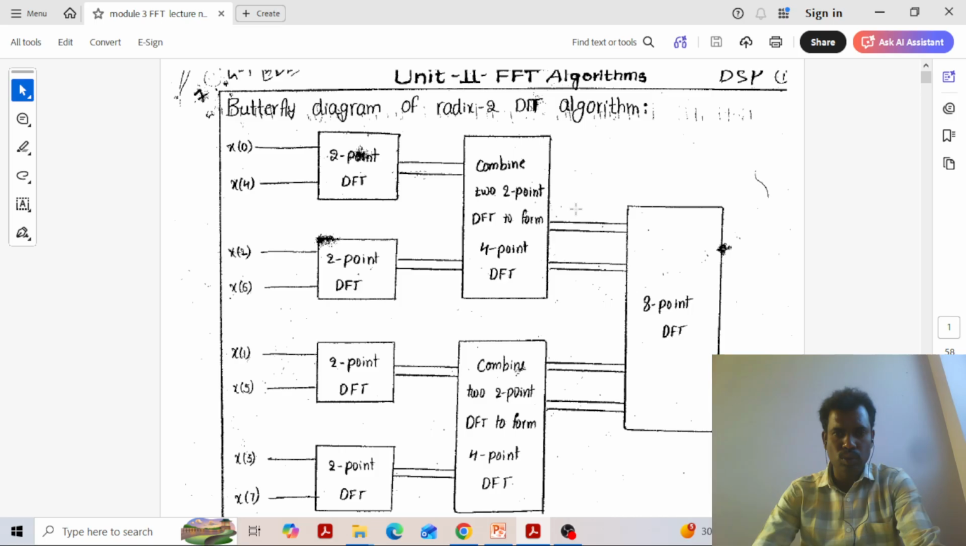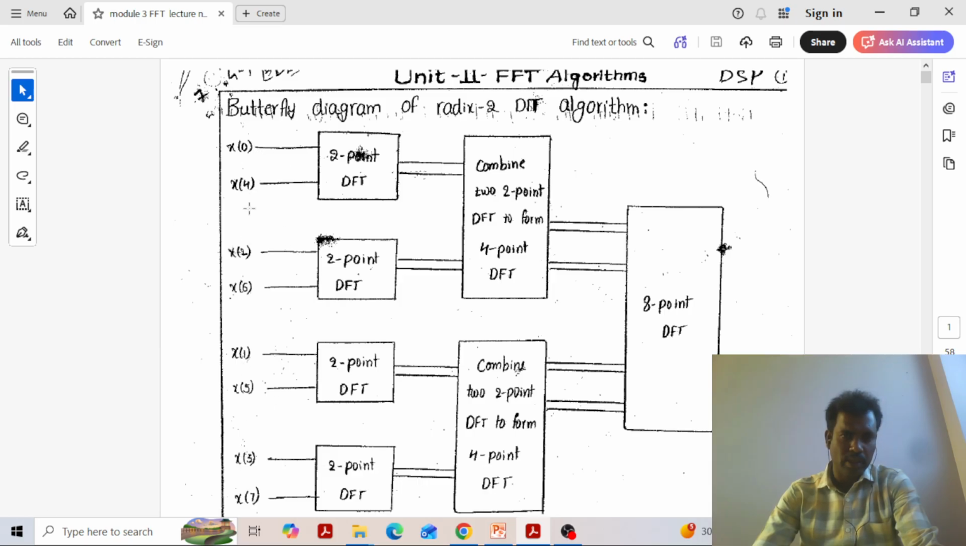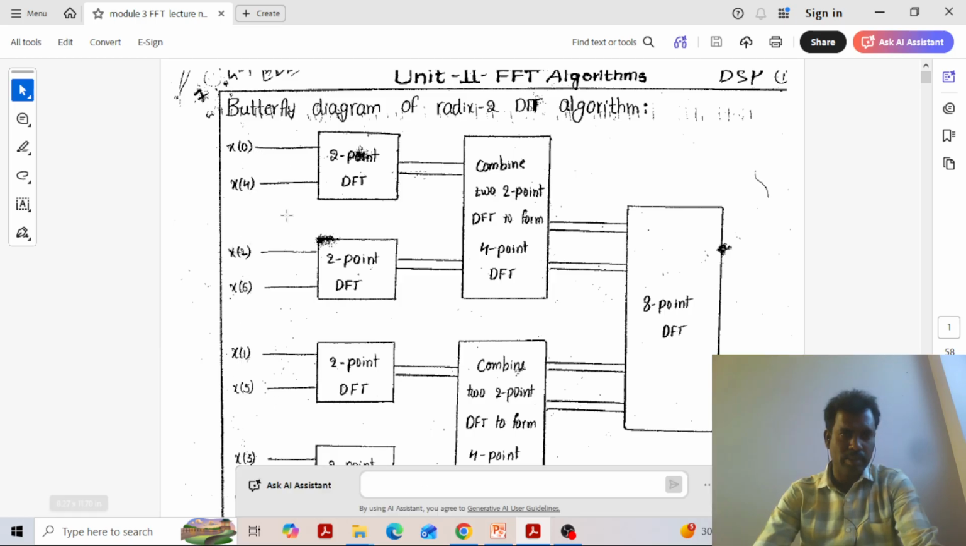That means all 8 inputs are grouped into even index and odd index. Similarly, this 4 is grouped into two even indexed and two odd indexed inputs. Again, this is divided into even index and odd index. So finally, we'll get the input sequence x of 0, x of 4, x of 2, x of 6. This is bit reverse order.